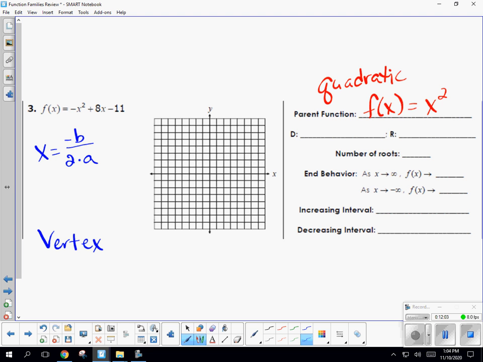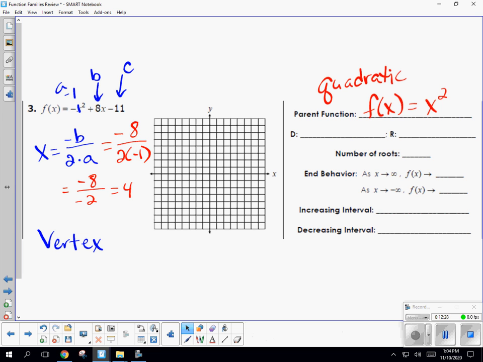My a value is -1. My b value is 8. And my c value is -11. So from here, we do -8 over 2 times -1, which is -8 divided by -2, which is 4. So the x value of my vertex is going to be -4. I'm sorry, +4.